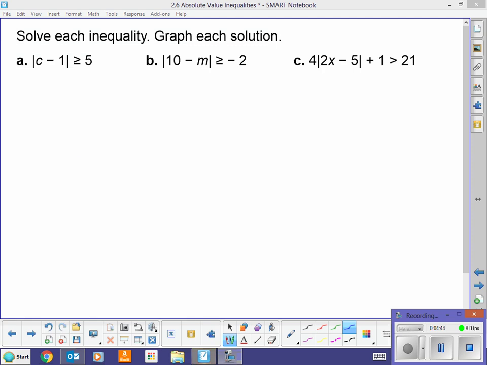Let's go ahead and try these examples in which the inequality points the other direction. So these are disjunctions. These are going to be OR. See, these are greater than symbols. So C: the absolute value of c minus 1 is greater than or equal to 5. So c minus 1 is greater than or equal to 5, and then c minus 1 will be less than or equal to negative 5. If I add 1 to both sides here, c will be greater than or equal to 6. If I add 1 to both sides here, c will be less than or equal to negative 4. And this is an OR condition.